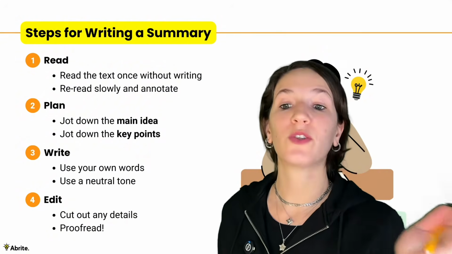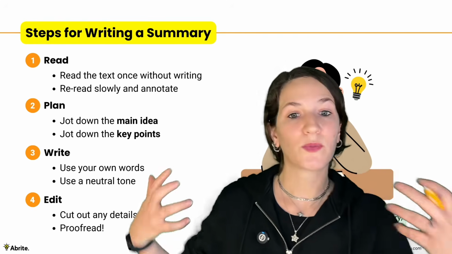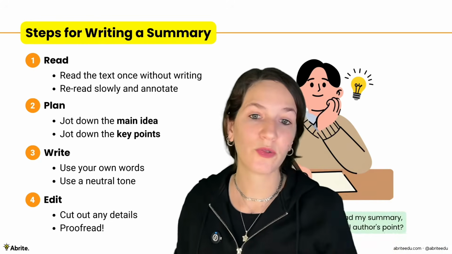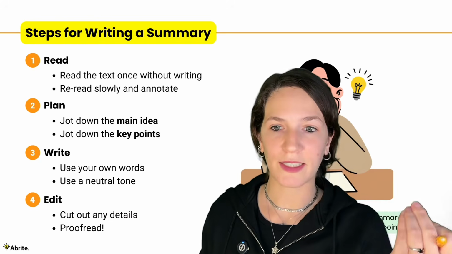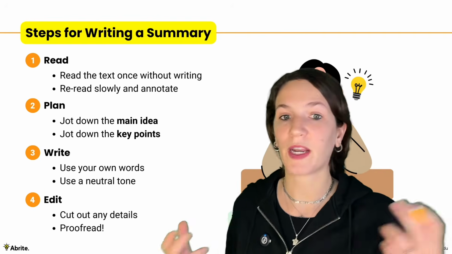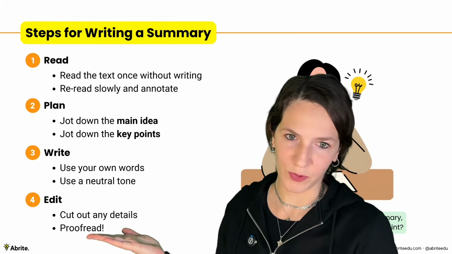And for that, we're going to use our own words and we're going to write in a neutral tone. So we're not going to be too expressive or put our own spice on it. We're summarizing here and we want it to remain true to the original text. And finally, we're going to edit. We're going to cut out any additional details that we might have missed originally. And of course, we're not going to forget to proofread.